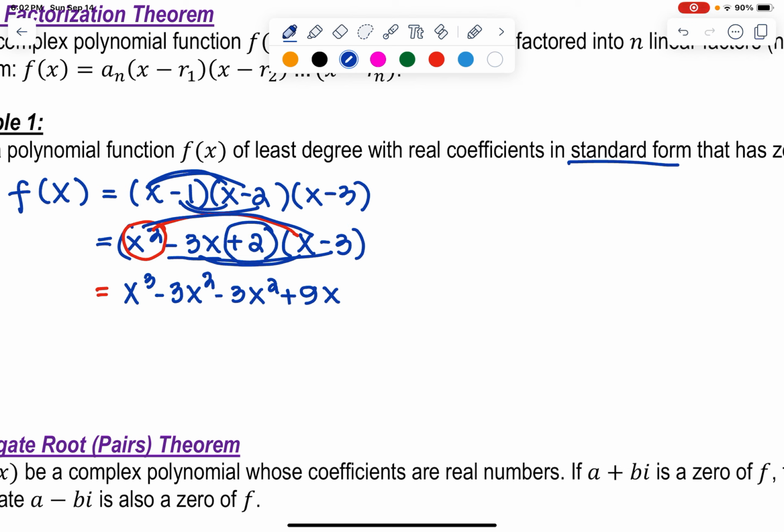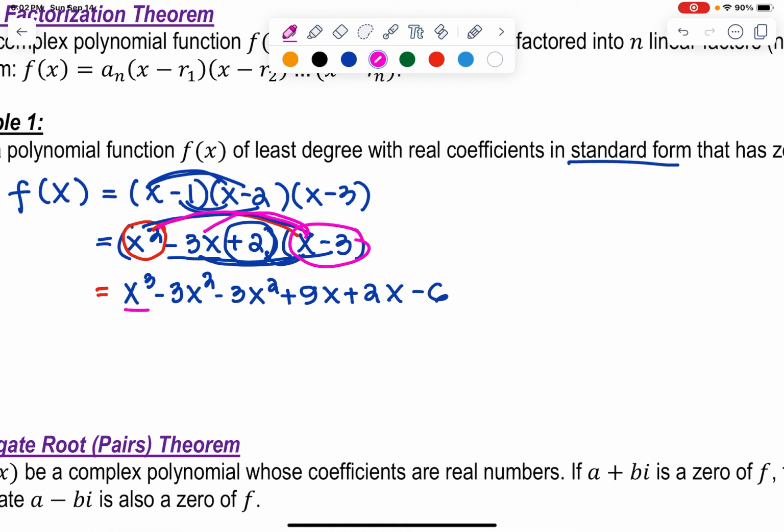And then lastly, I'm going to distribute this 2. So 2 times x is 2x. 2 times -3 is -6. Lastly, I'm going to combine like terms. But before I do that, I want to point out another way you could have done this, is that you could have distributed x minus 3 to each of your other terms. So I could have done x times x squared is x cubed.